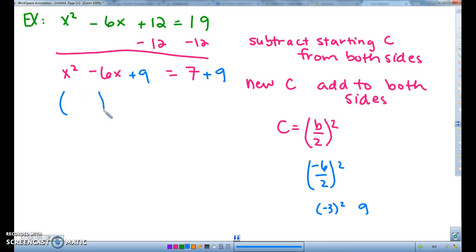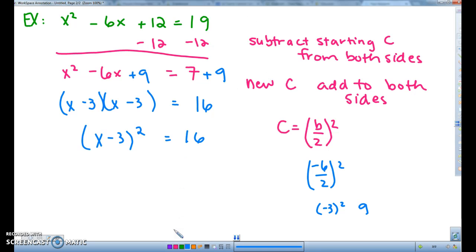When I factor this, it now factors really nicely. It's x minus 3, x minus 3. And over here, 7 and 9 gives me 16. Well, I have this repeated term, which I can express as x minus 3 quantity squared equals 16. And this is where knowing what your squares are is going to come in really handy, because now I can square root both sides.